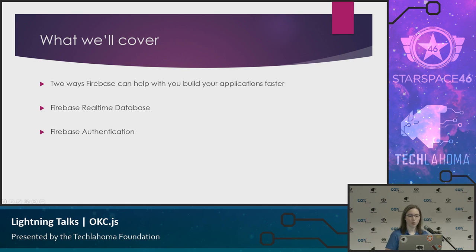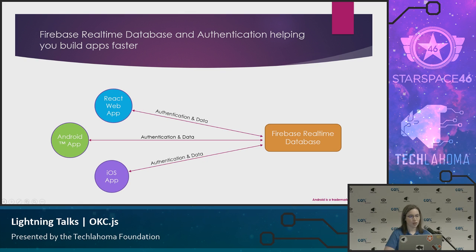All right, so what we're going to cover is two portions of Firebase and how it can help you build your applications faster. We're going to talk about Firebase Realtime Database and Firebase Authentication. So let's say you've got a React web app or an Android app or an iOS app, or just one of those, and you need all of them to share the same database. You need to have them share all the same authentication, and you want that out there available in the cloud somewhere. Then Firebase Realtime Database is an option for you, and Firebase Authentication is an option for handling authentication as well. You can use those separately or together.